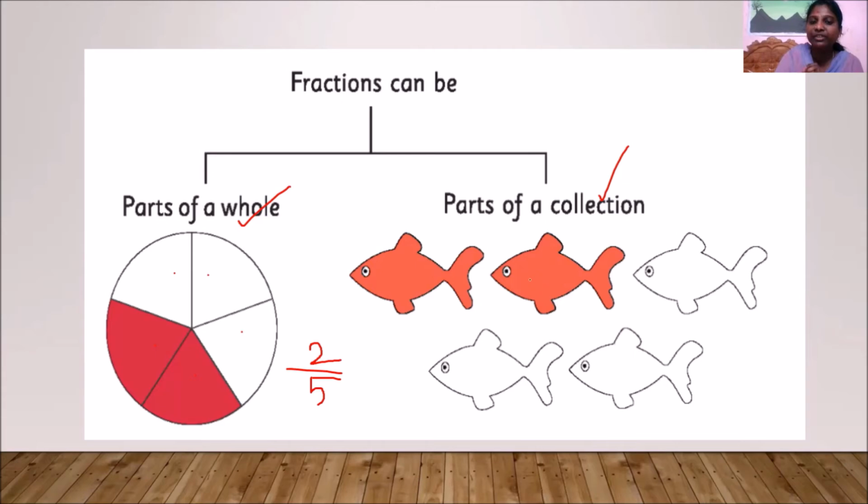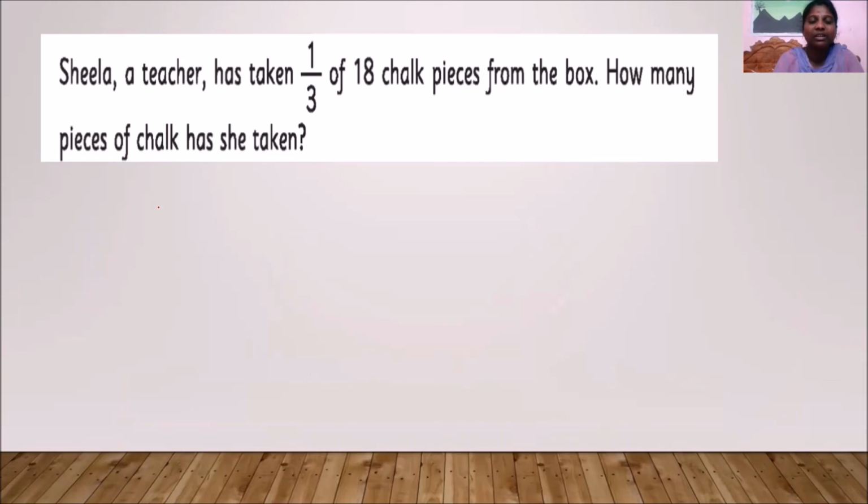In that, 2 fishes are colored. The total number of fishes is 5. 5 you have to write in the denominator. How many colored fishes are here, children? 2. 2 you have to write in the numerator. This way you can represent the fraction as a whole or as a collection. Next we are going to learn how to solve the word problem.